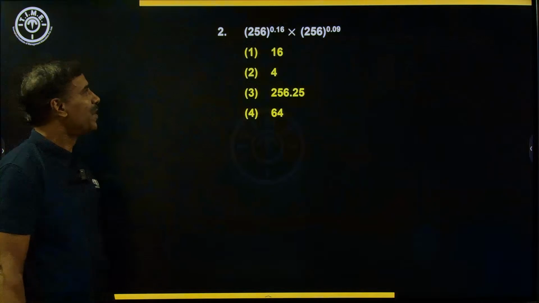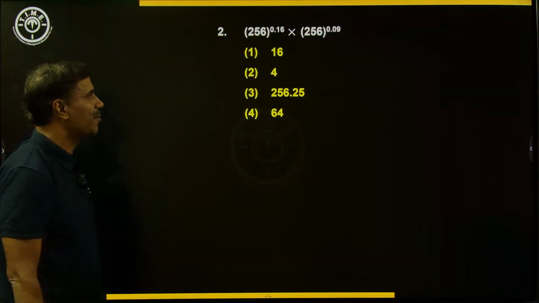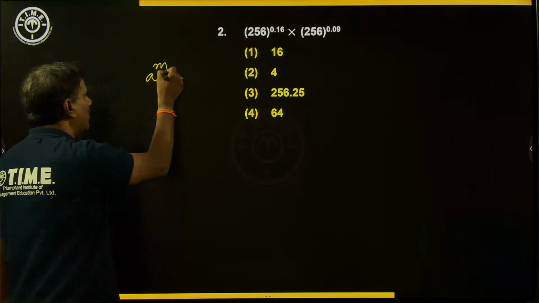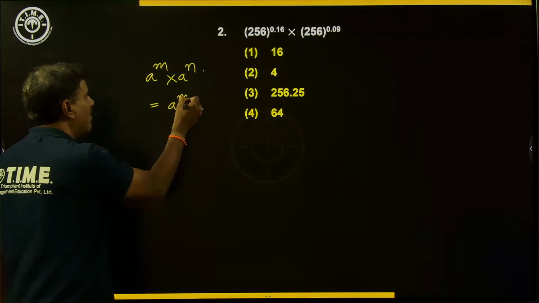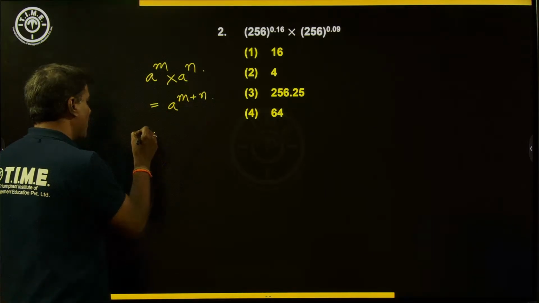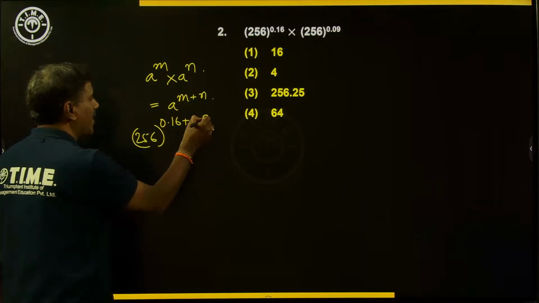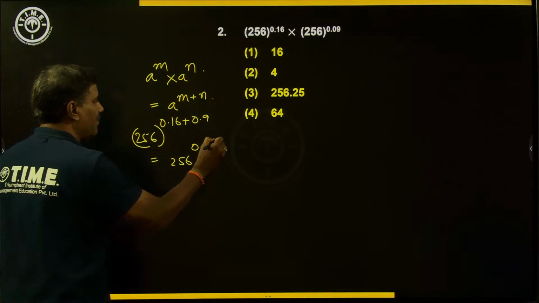It is in the form of 256 to the power of 0.16 into 256 to the power of 0.09. So again here also we have the form a power m into a power n, so we can add the indices. It will become a power m plus n, right? So 256 to the power of 0.16 is in the m place, and in the n place we have 0.09. So it is basically 256 to the power of 0.25.